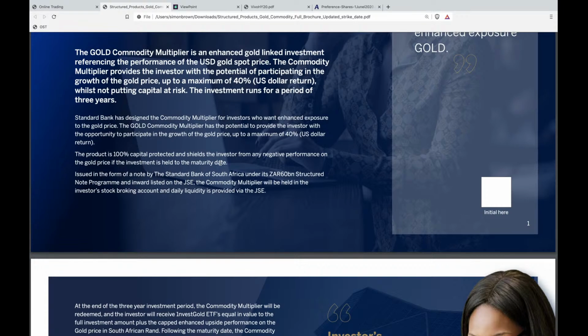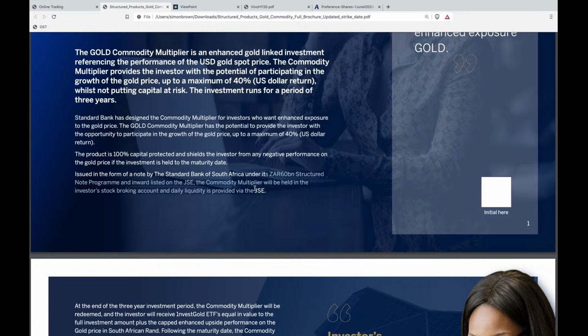It only works if you hold until the end. Issued in the form of a note by Standard Bank of South Africa under its 60 billion structured note program. In other words, your counterparty risk is Standard Bank, because you're always taking counterparty risk. Someone has to issue these products.